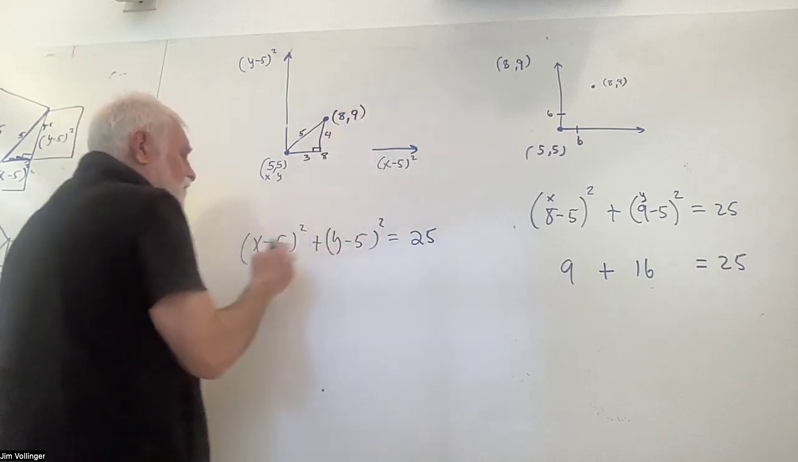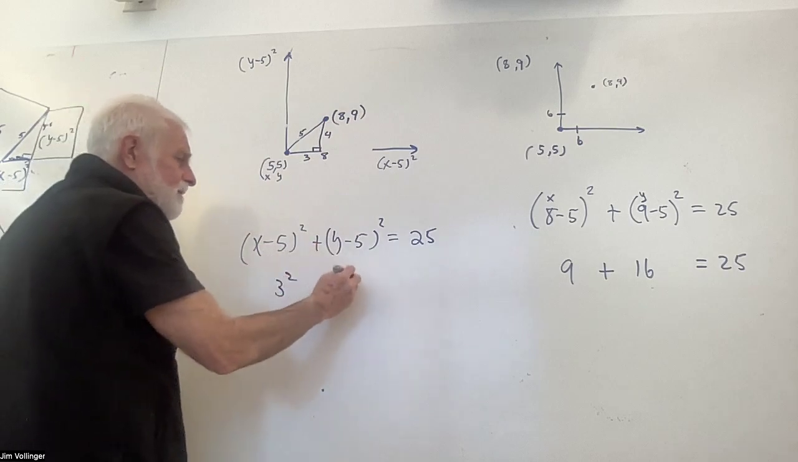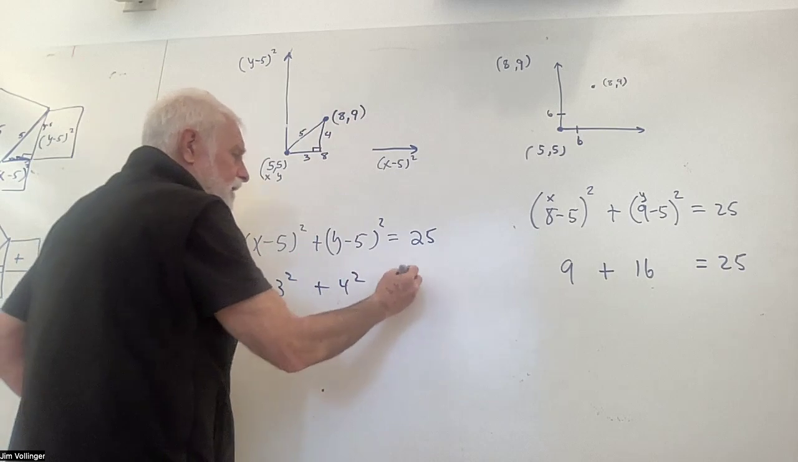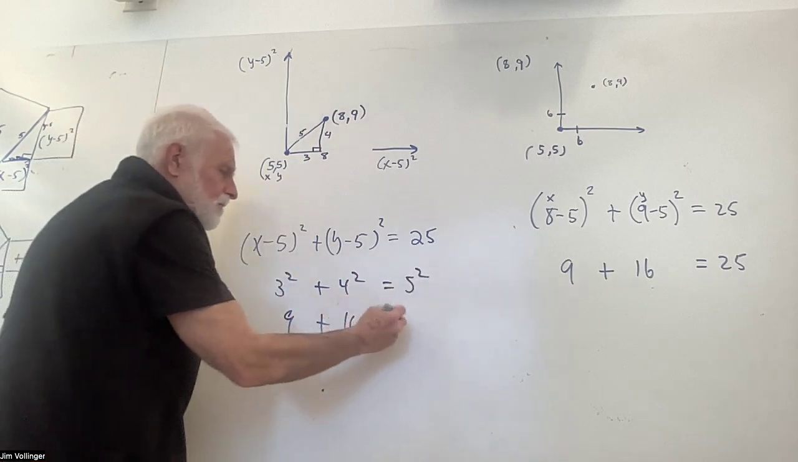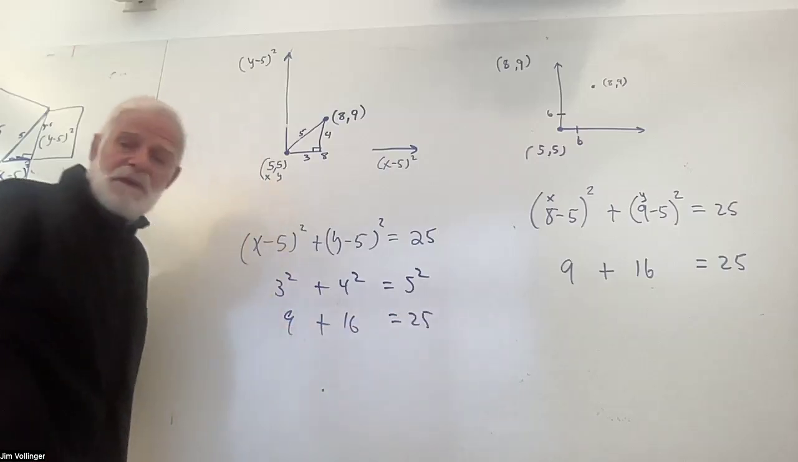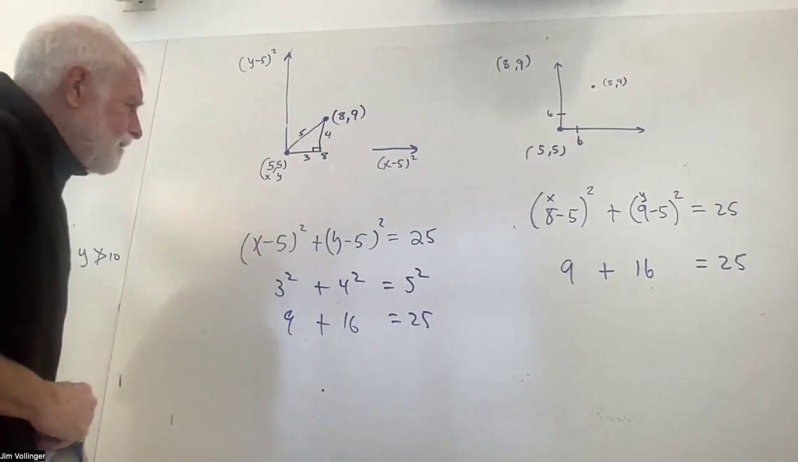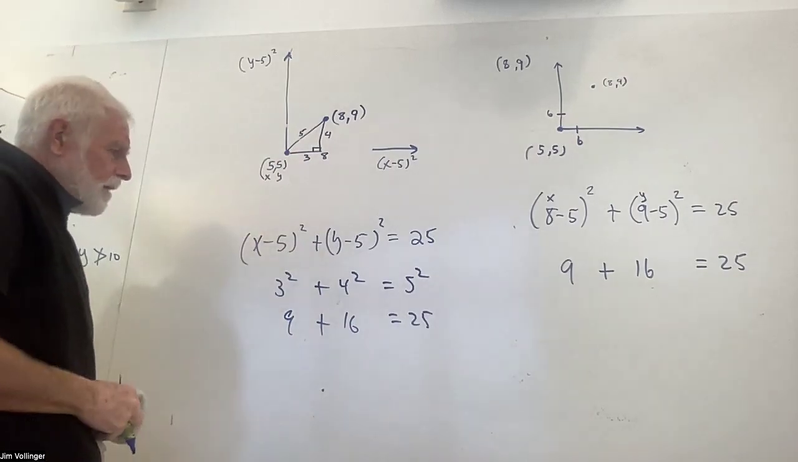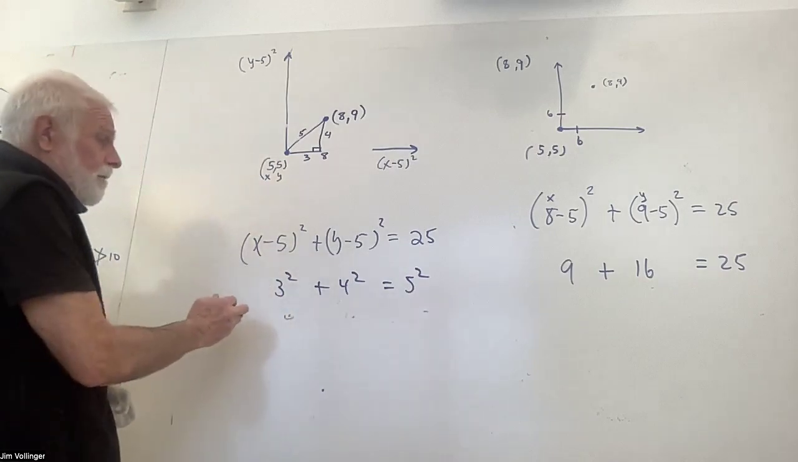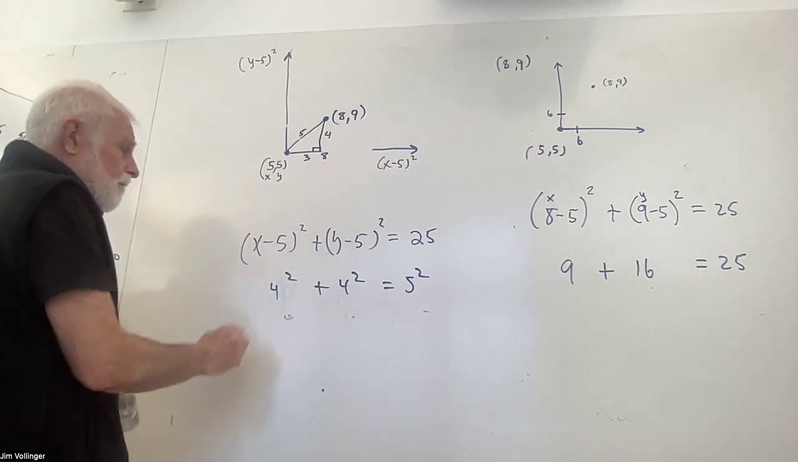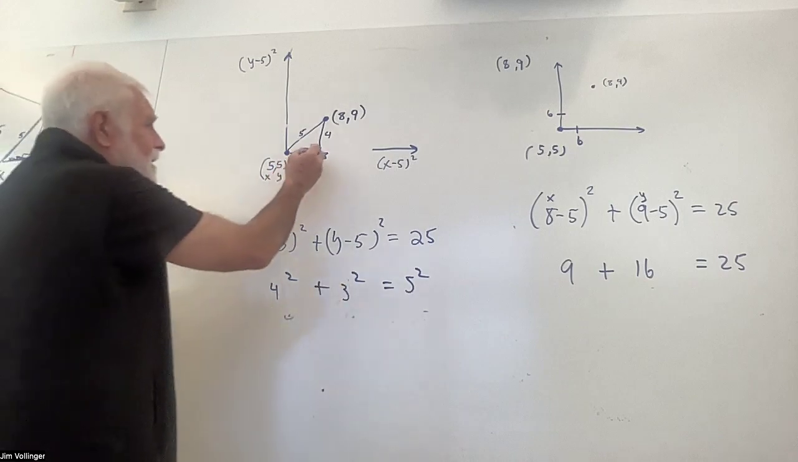The next value of 8 makes this 3 squared, a y value of 9 makes that 4 squared, and I think that's 5 squared. 9 plus 16 equals 25. And what do I have? I've got shortened axes. Okay, that's fine. What else could work? Well, it could have been 4 here. 4 squared, and that's 3 squared.